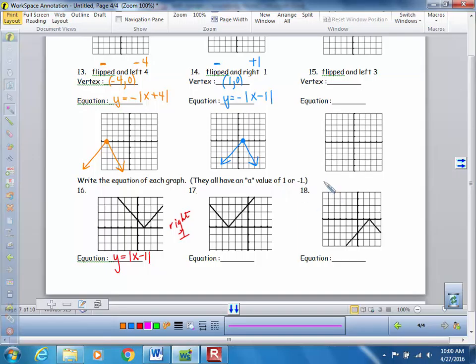Alright? Then in 18, is this one flipped? Yes. So when I write my equation, I'm going to get y equals a negative. Then I put my starting absolute value, and it's going to be x. Now, which way did this graph move? Right. To the right, 2. So that means we would do negative 2, or minus 2. Okay, so are we ready to try both horizontal and vertical shifts together?